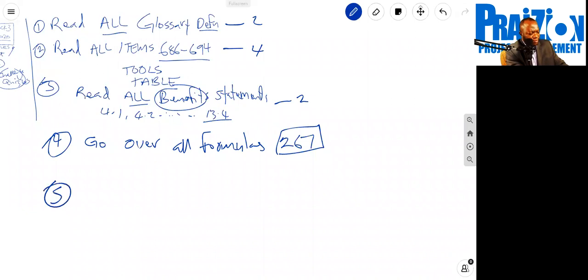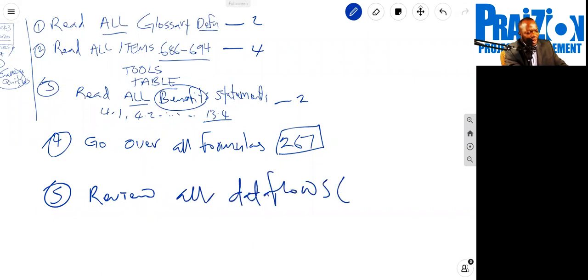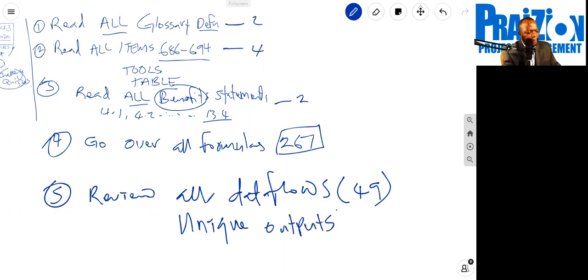Last but not least, I would say review all the data flows. There are 49 of the data flows in the PMBOK Guide. For example, a data flow for control quality on page 299. Look at that data flow and understand those unique outputs from every one of those and observe where they are going. Unique outputs from each process, those are going to help you.